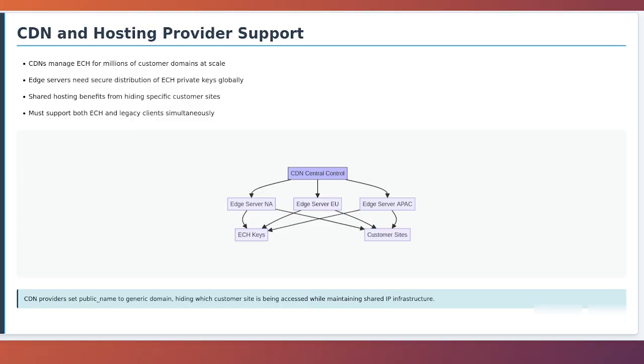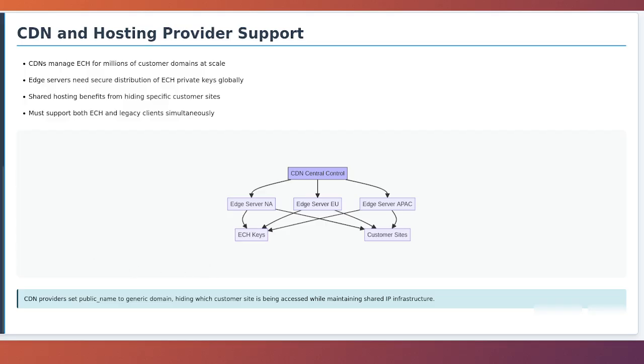For shared hosting environments where multiple customer domains share the same IP address, ECH provides particular benefits. The public name in the ECH config can be set to a generic hosting provider domain, so network observers see connections to the hosting provider but cannot determine which specific customer site is being accessed. This protects customer privacy while maintaining the hosting provider's business model of shared infrastructure.